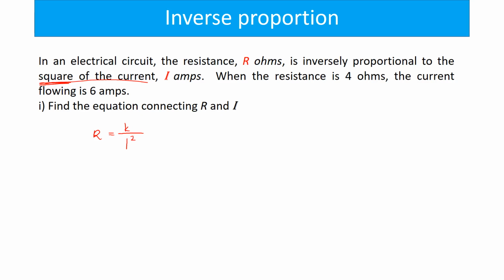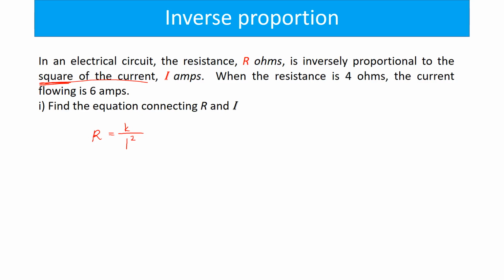When you solve a direct proportional problem or an inverse proportional problem, there are two things that you need to read very carefully. First, whether it's a direct proportion or inverse proportion, and second, whether it's just proportional to the value or to the square of the value or the square root of the value, etc. It's very, very important.